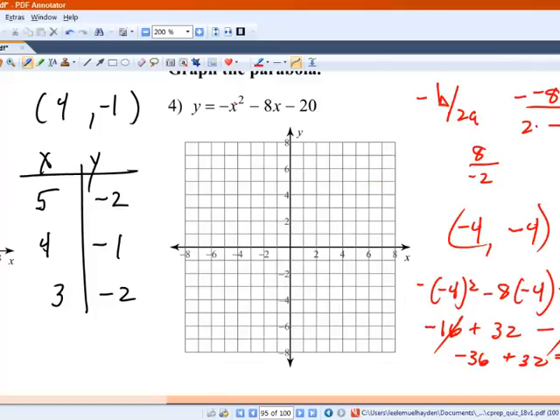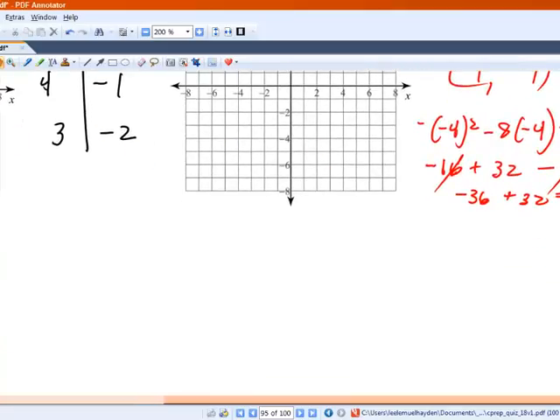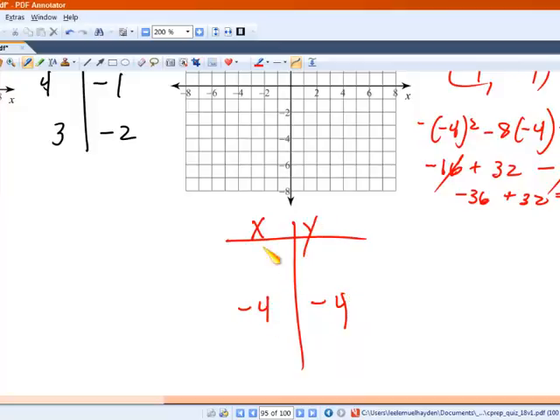Now I do the exact same thing as in the previous problem. I draw a table of values. And I'm going to put negative 4, and I'm going to find a point on either side. So I'll do negative 3 there. I'm going to add 1 to negative 4. I'm going to subtract 1, and I get negative 5.